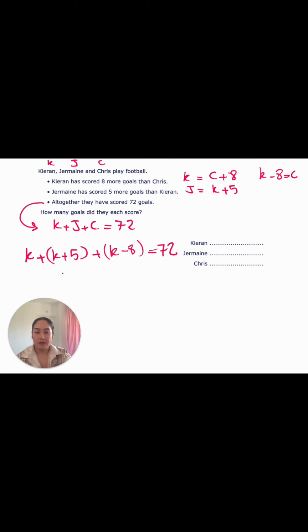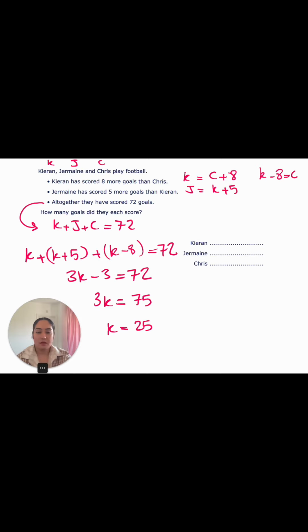Then we're going to simplify it. So we have 3K minus 3 is equal to 72. Take 3 to the other side and we have 75. 3K is equal to 75. Then K is equal to 25 once we divide 75 by 3.